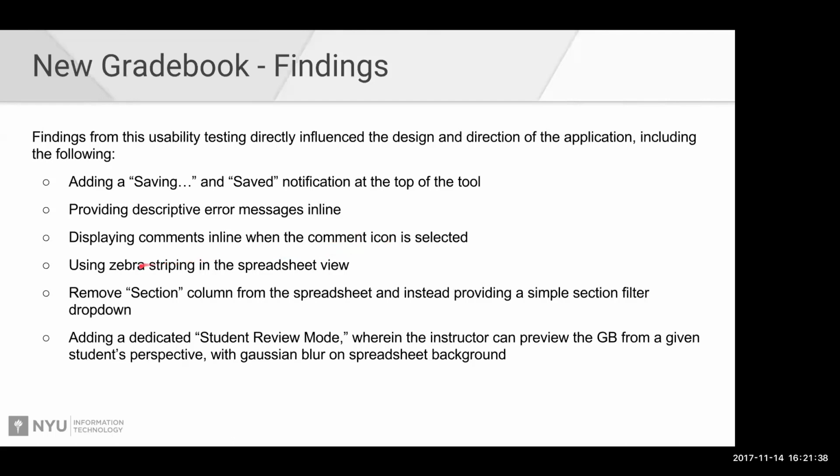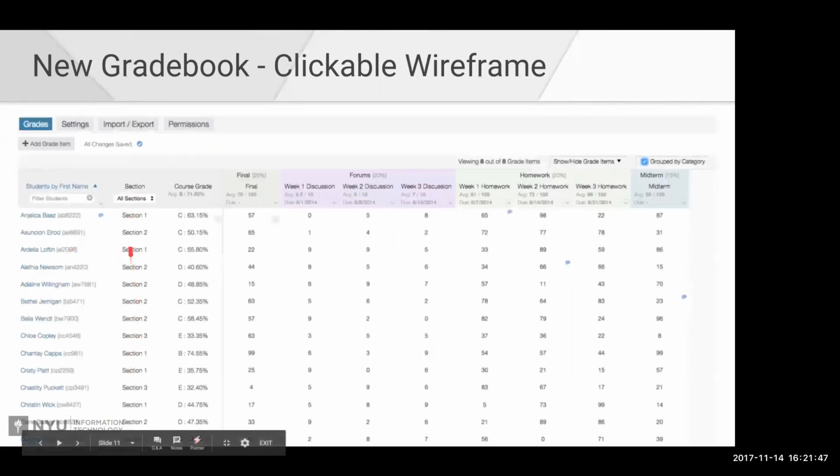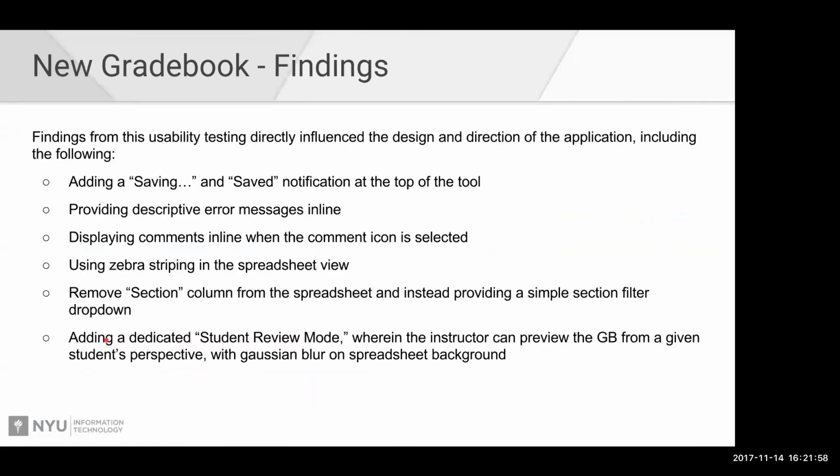We received just general UI feedback regarding zebra striping to make the spreadsheet rows easier to discern. We also decided that the section column here was taking too much room on the screen. So we were able to move that into a little filter that appears above so that you don't have too much of your screen being taken up by student info. And based off of feedback that we received during testing, we came up with the idea for a student review mode, which allows you to preview the gradebook from a given student's perspective.